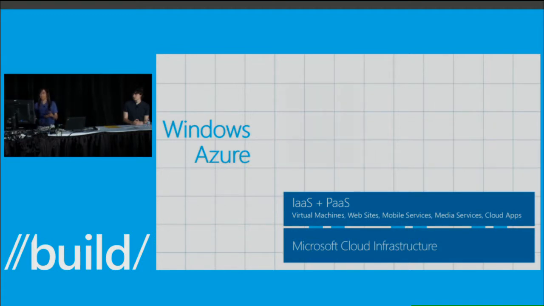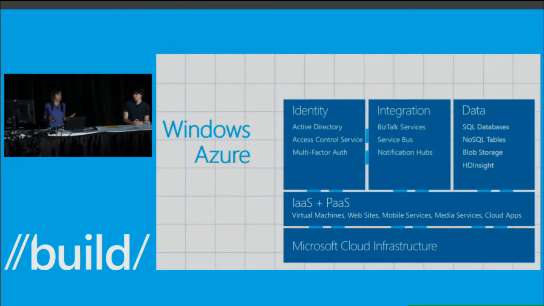Now, on top of these services, in order to build enterprise class applications, you need additional support for services that provide ancillary help, such as integration services like BizTalk Services, connectivity services such as Service Bus and Notification Hubs, and data services such as SQL Azure, NoSQL tables, blob storage, and HDInsight. You already had a session yesterday, or maybe coming up later this afternoon, on HDInsight as well. And of course, for governance and security, Active Directory, 2FA, multi-factor authentication, access control, etc.